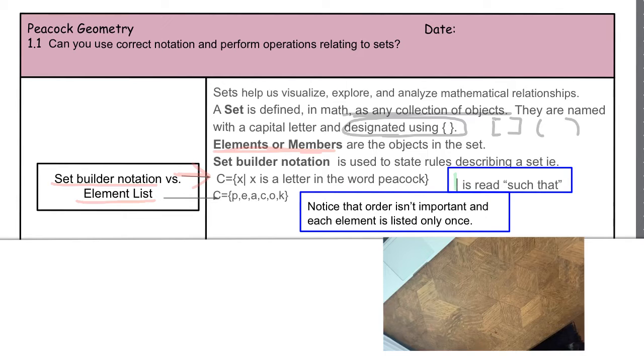Okay. Now, if we were going to list it as elements, it would be set C is equal to P-E-A-C-O-K. Now, the order isn't important. It could have been K-O-C-A-E-P. And also notice that each element is listed only once. There are two C's in the word peacock, but they're only listed once. So there's only one C listed.